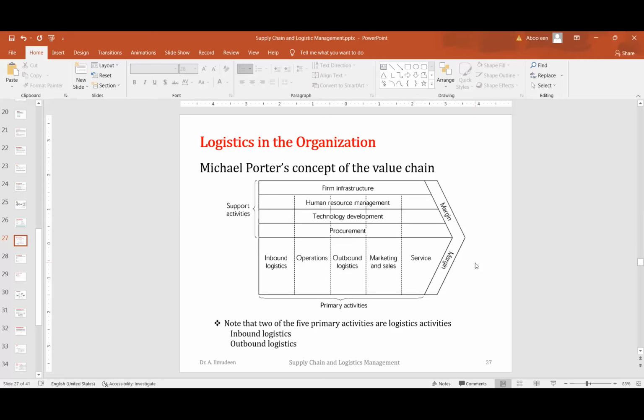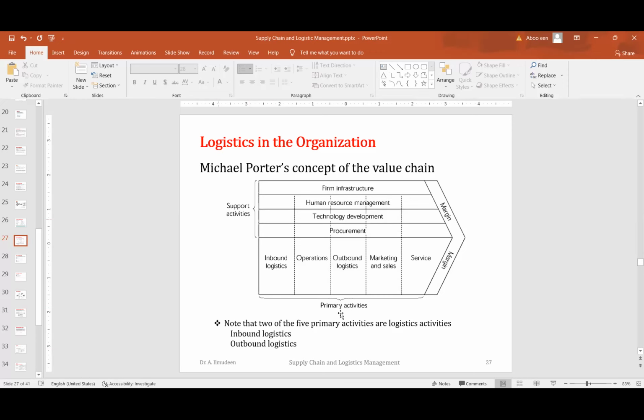We want to satisfy our customers. Then only we can enjoy the profit, so we call it value. In addition to the product cost, we are creating some additional value to our product, so our customers are enjoying and satisfied. So, the value chain.